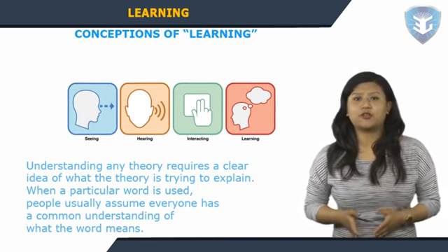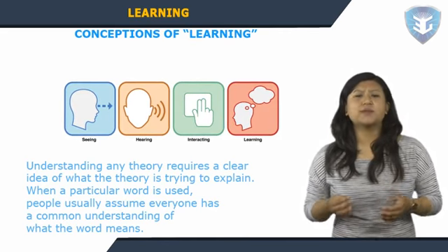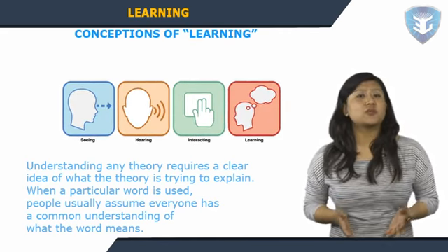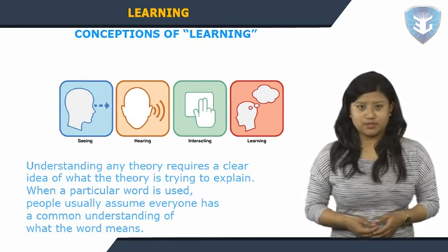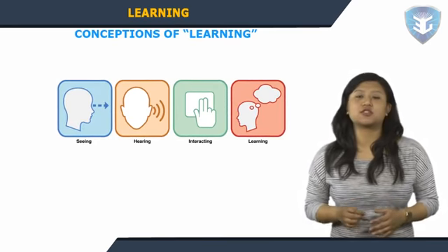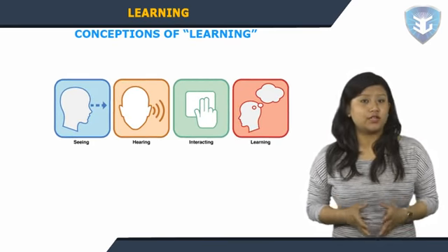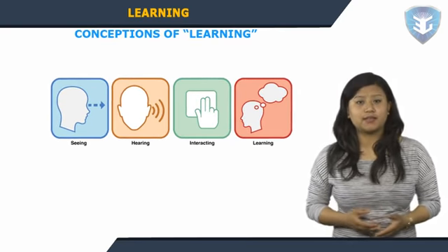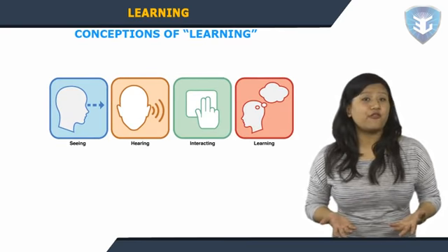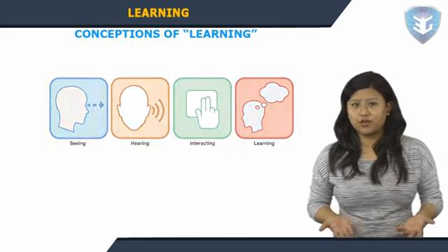Understanding any theory requires a clear idea of what a theory is trying to explain. When a particular word is used, people usually assume everyone has a common understanding of what the word means. Unfortunately, such is not always the case. In trying to understand the various theories of learning and their implications for education, it is helpful to realize that the term learning means different things to different people and is used somewhat differently in different theories.